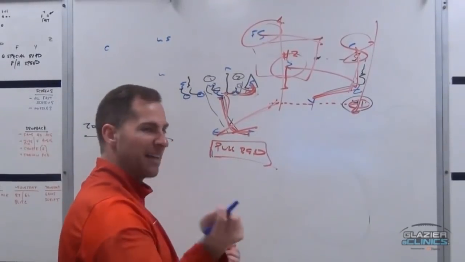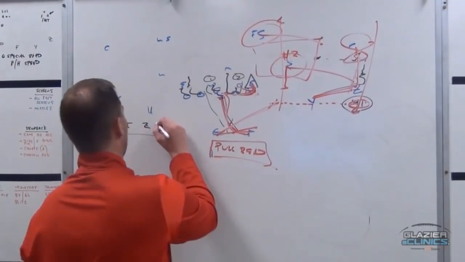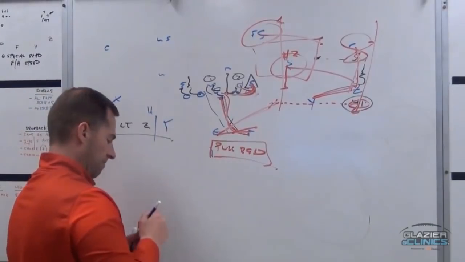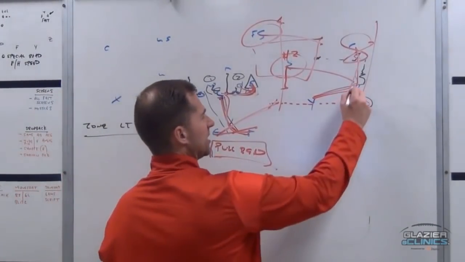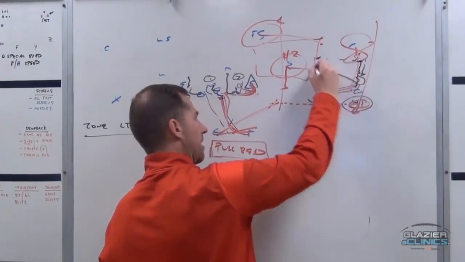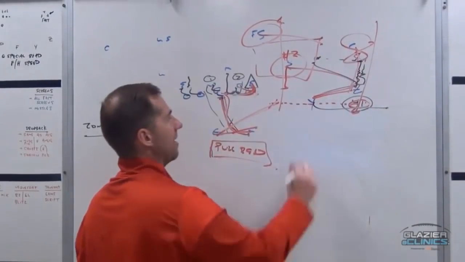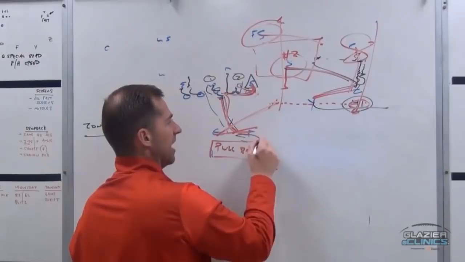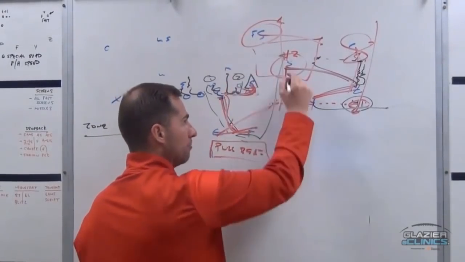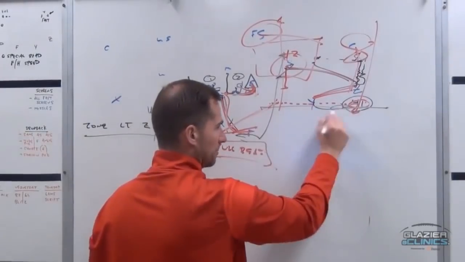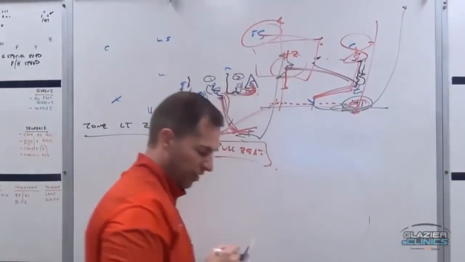You can also tag the bubble. So if we went zone left Y, okay, it's the same thing. Zone left Y, the Z is still blocking most dangerous man. If he chases the bubble, he sticks his foot in the ground and runs north and south. If he commits to him, then he flips it out there on the bubble, and we circle the defense.